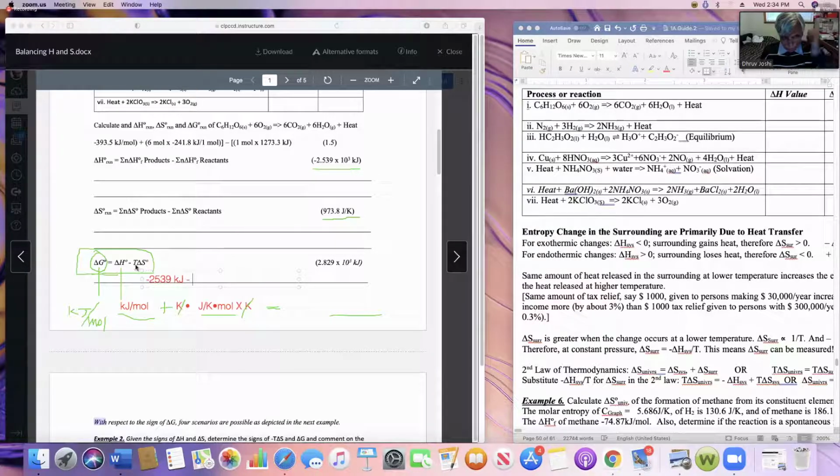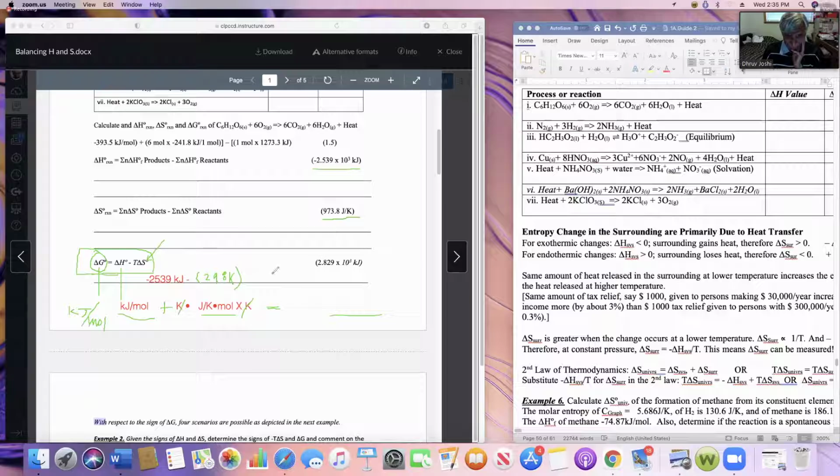Can somebody tell me the value of T? What is the value of temperature over here? Joshua? It should be 25 degrees Celsius. We're going to convert it into K, 298 K. All right, perfect. 298 K.